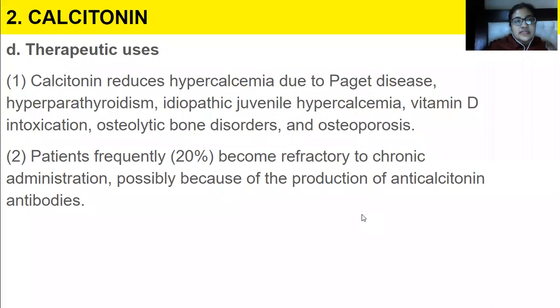Therapeutic uses: calcitonin reduces hypercalcemia due to Paget disease. So this is a disease in which the bones become more fragile, and then they can be broken down as well. So hypercalcemia happens because the bones are getting fragile. It can also be due to hyperparathyroidism, idiopathic juvenile hypercalcemia, vitamin D intoxication, osteolytic bone disorder, and osteoporosis.